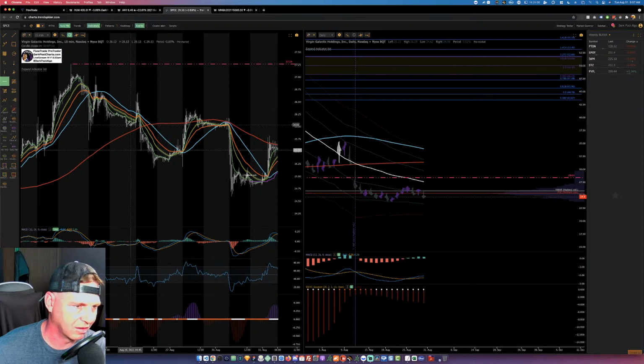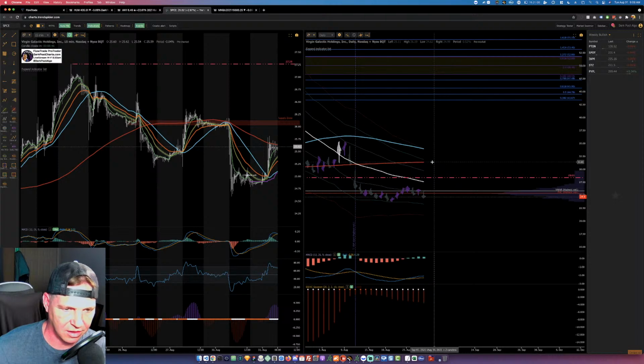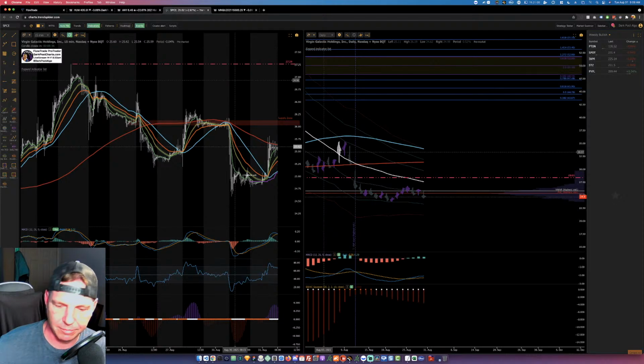Looks like there's a pretty significant supply zone here. Pretty significant supply zone there that we've got to get through. If it gets above 27.25, then there's the 30 psychological level, 31 200 SMA, 34 50 SMA. Yeah, it's got a lot of room to move, but looks good. I'm going to keep an eye on it. All right.